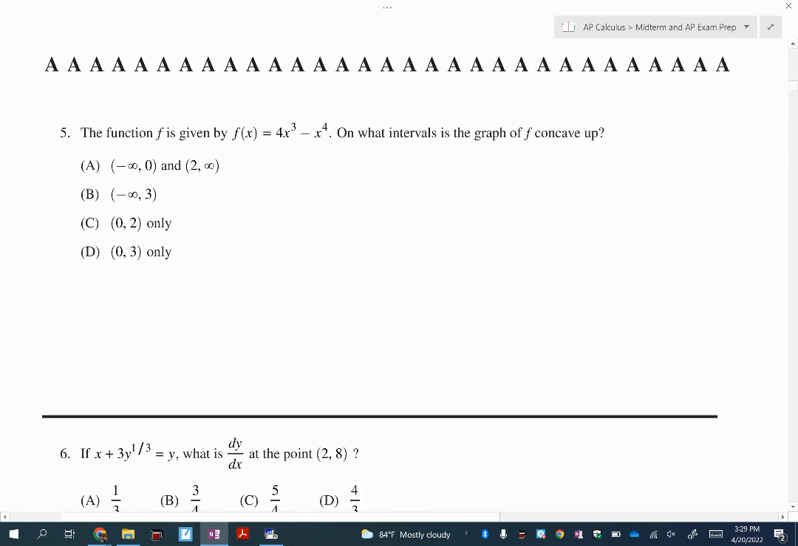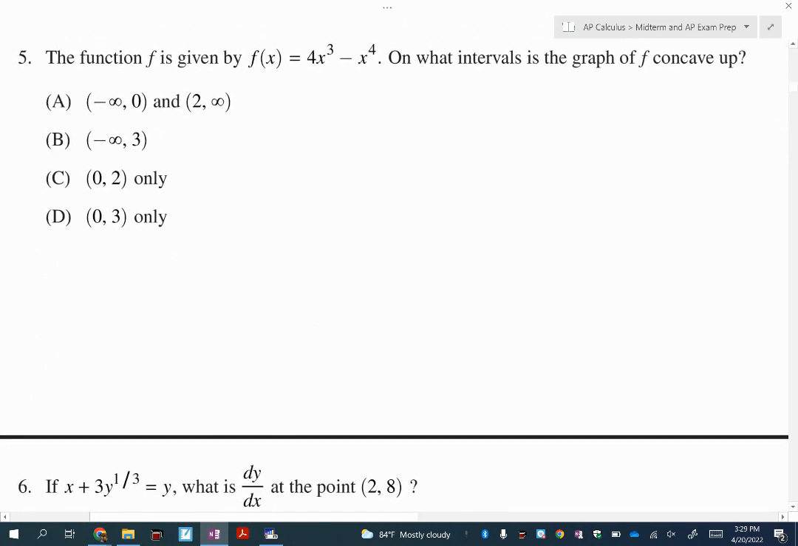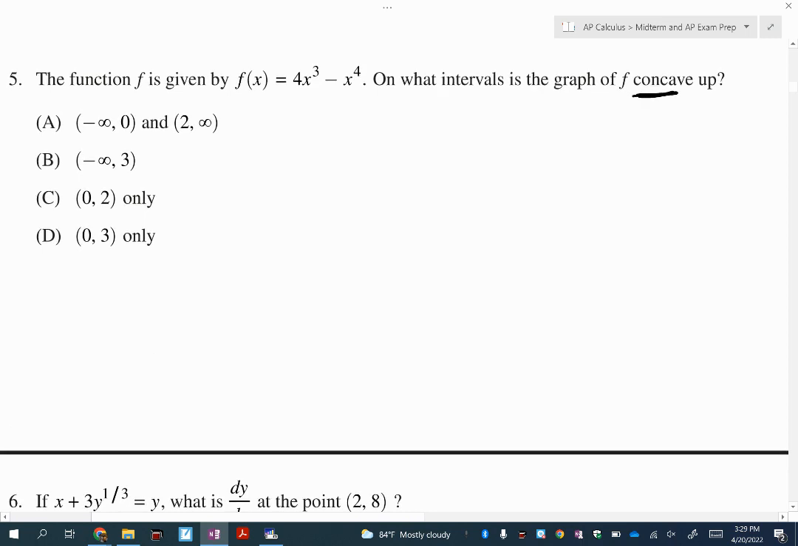Number 5. Oh my gosh. When was the last time you heard this word? Concave. Smiley face. Smiley face. Look at you guys. Concave up, cut.